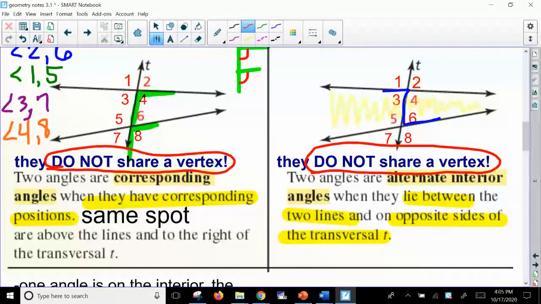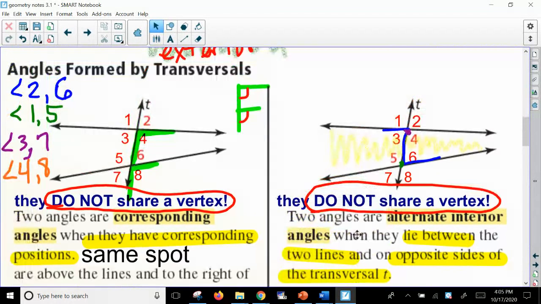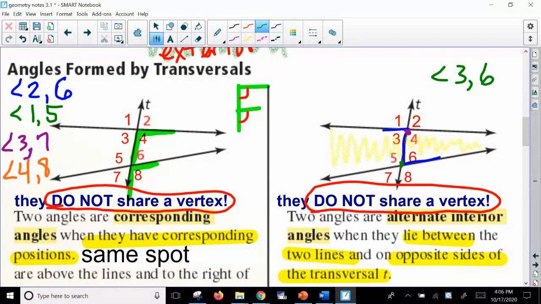See how angle 3's vertex is up here. Angle 6 vertex is down here. See how they're on opposite sides of the transversal? One is on the left, one is on the right. They're both on the interior because they're both in the yellow region. Okay, so far we have angle 3 and angle 6. And also, you should have seen angle 4 and angle 5. Angle 4 and angle 5 are also alternate interior angles.